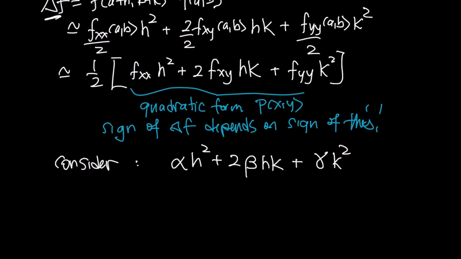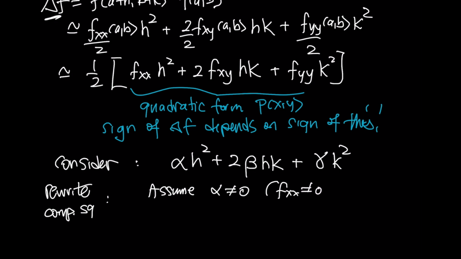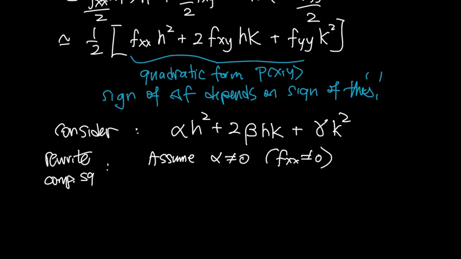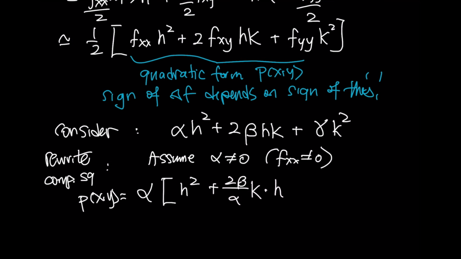To understand the sign, what we have to do is rewrite this by completing the square. The first assumption that we have to make is that this alpha isn't 0, or in our case, that the second partial derivative isn't 0. If that alpha is 0, then we could just move to this gamma term in front of the k squared. And if that term's also 0, then there's another analysis to make just by using that middle term. I'm going to remove an alpha from everything here. So we'll have this polynomial. We'll have an h squared plus 2 beta over alpha k times h. And then we'll have gamma over alpha k squared.